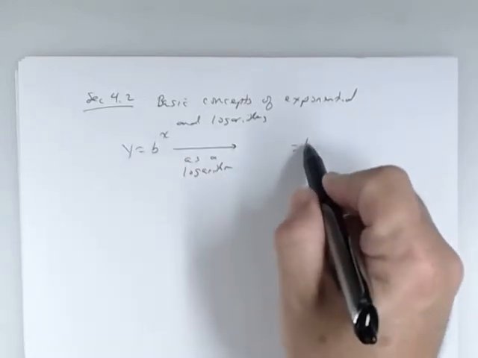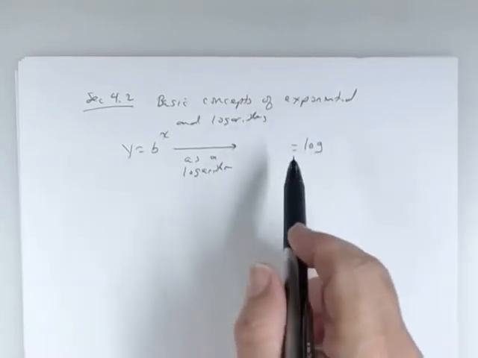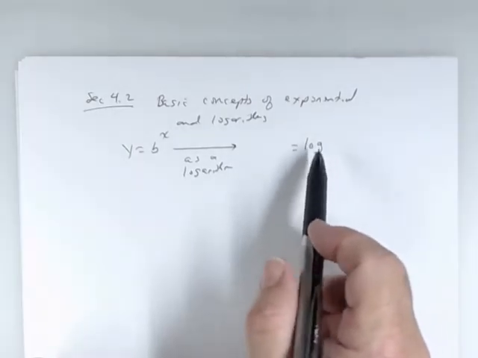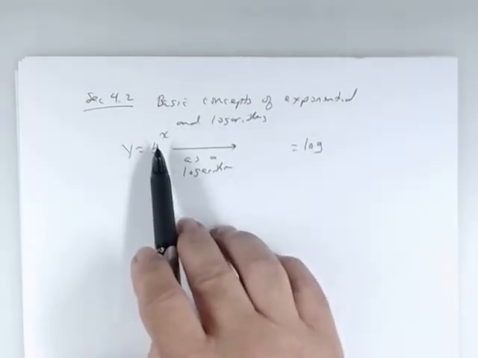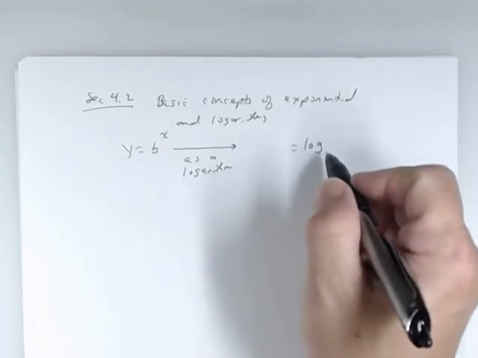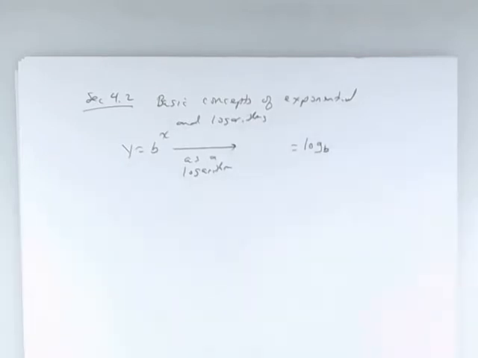And on this side, I'm going to write the word log for log. A logarithm has a base. The base of a logarithm is the base of this exponential. What's the base of this exponential? B. So when you write the base of a logarithm, it's a subscript. It looks like this. That's how it looks.